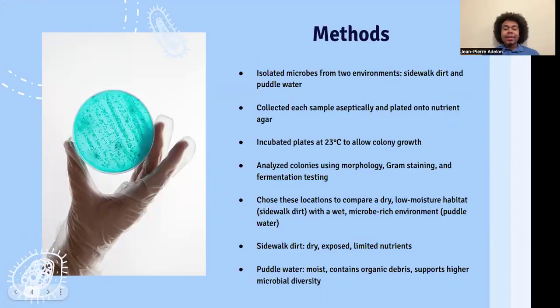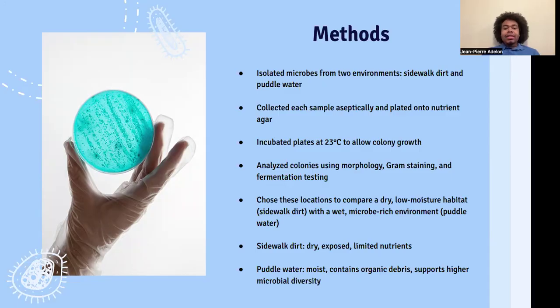For this experiment, we isolated microbes from two different environments, sidewalk dirt and puddle water. We collected every sample aseptically, plated them onto nutrient agar, then incubated the plates at 23 degrees Celsius to allow colonies to grow. After incubation, we analyzed the bacteria using colony morphology, gram staining, and fermentation testing.